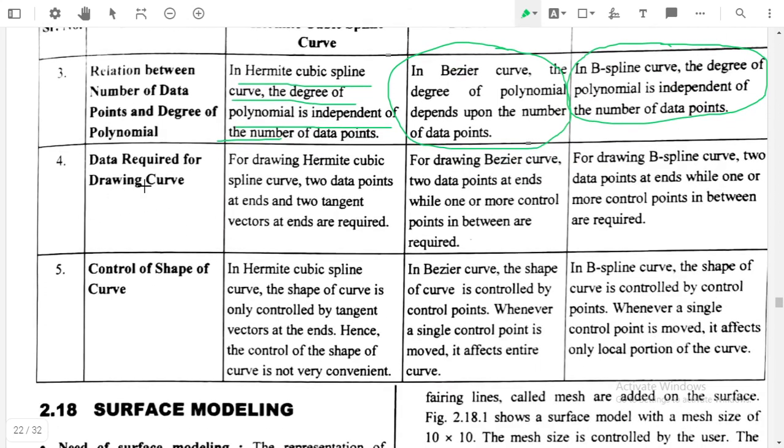Then the next difference is the data required to draw the curves. Which data or which inputs do we require to draw the curve? To draw the Hermite cubic spline curve, we require the two endpoints of the curve and the two tangent vectors at the endpoints. To represent the Hermite cubic spline curve, we require the two endpoints of the curve and the two tangent vectors at those endpoints.